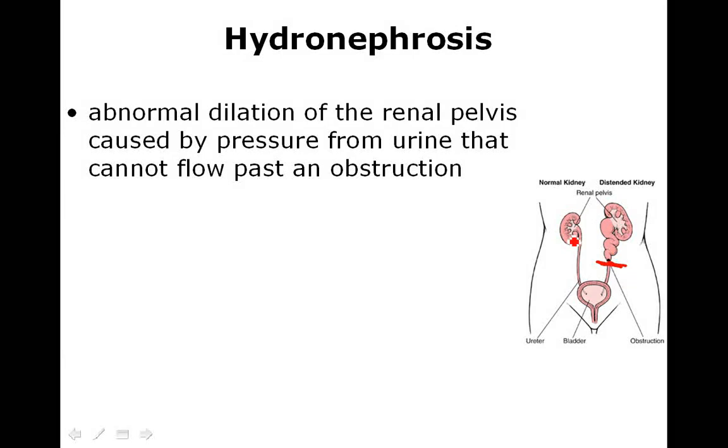In a normal functioning kidney, the urine is formed, and then the urine will move from the kidney down the ureter into the bladder. And then it's held there until it's time to release the urine through the urethra to the outside of the body.